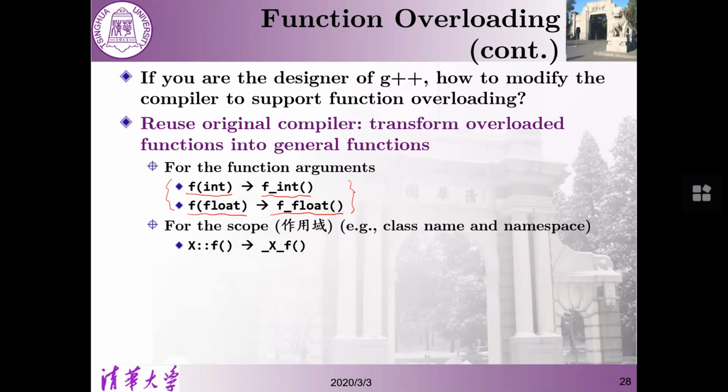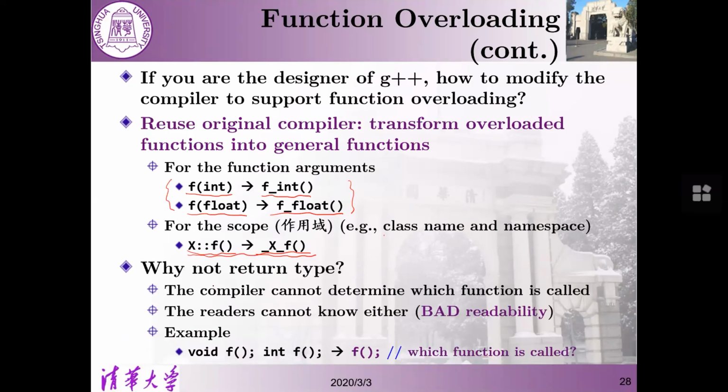We will learn the move constructor later. Okay, so the move constructor is related to the copy constructor. We will learn this later. Then for this scope, if we use X::f, we can define it as this. That means if we define a class member function, we can translate the class member function this way. Okay?